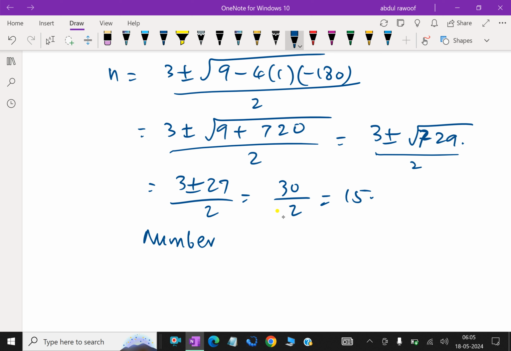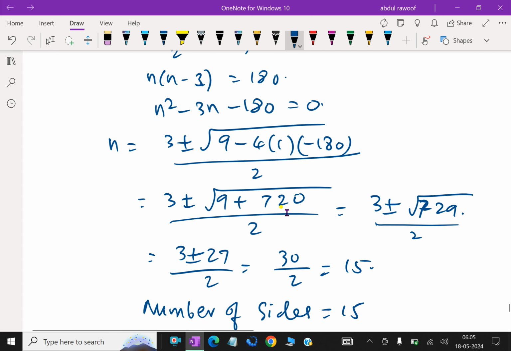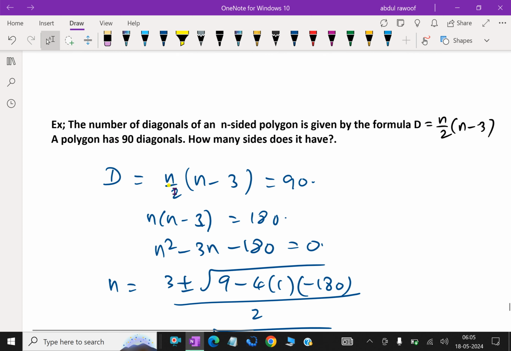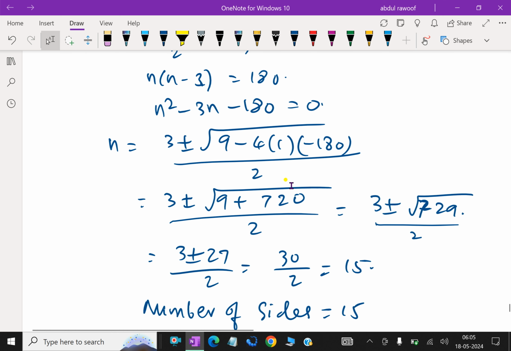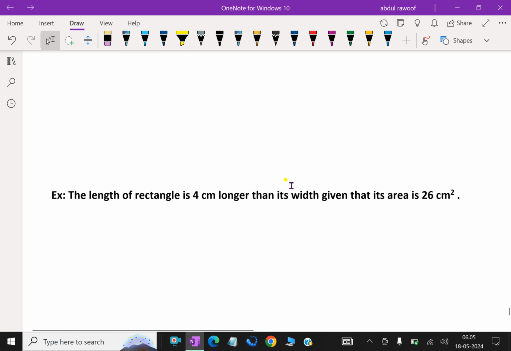The number of sides of the polygon is 15. Here, look. If you substitute 15 here, that is n into n minus 3, 15 minus 3 is 12. 12 into 15 by 2, that is 90 comes. Next one.